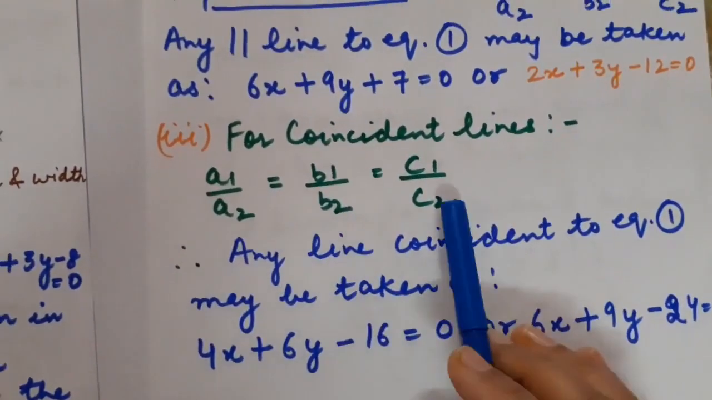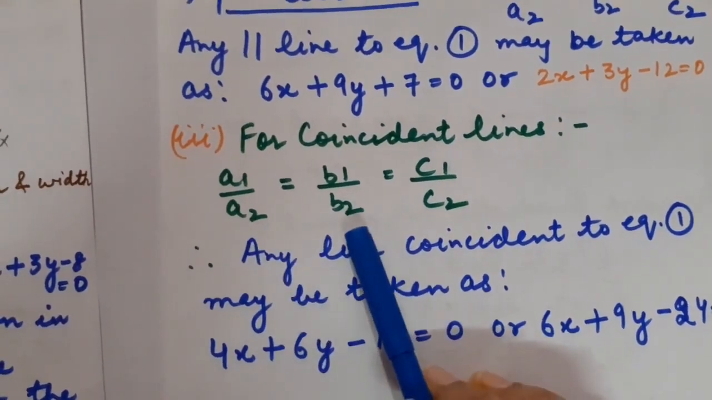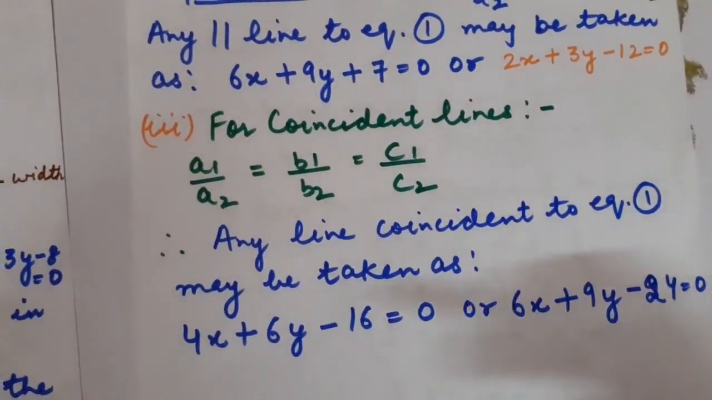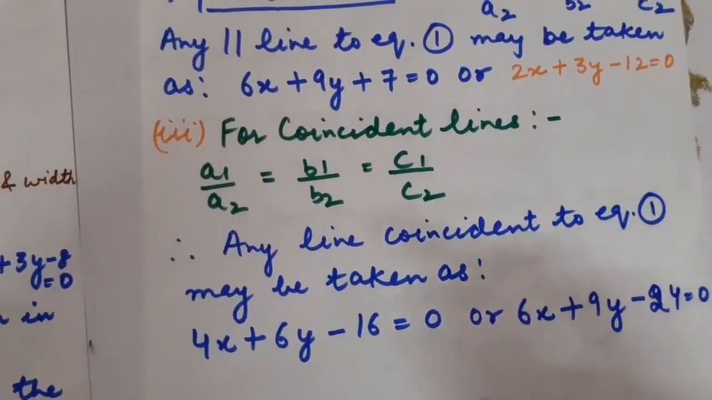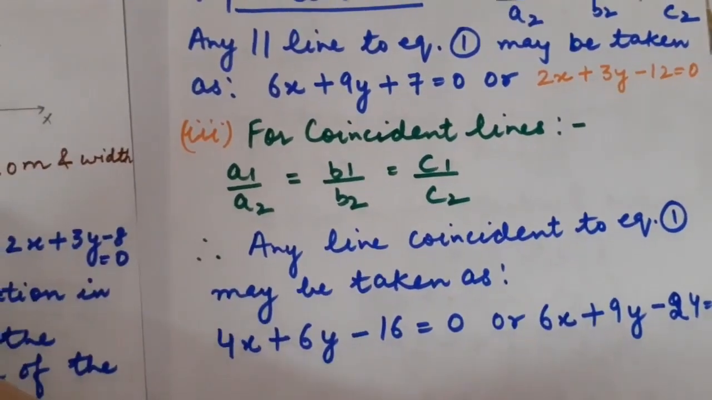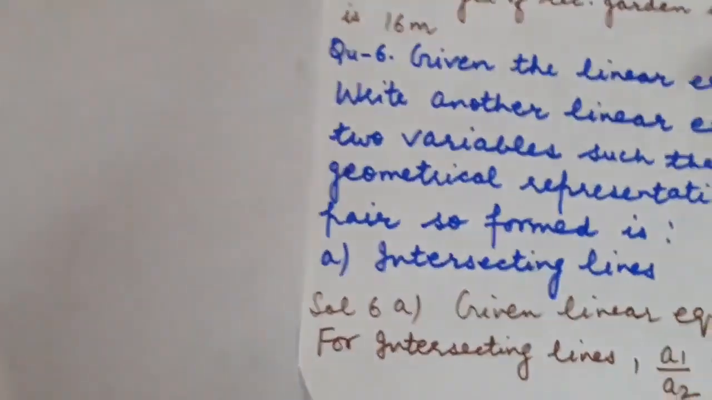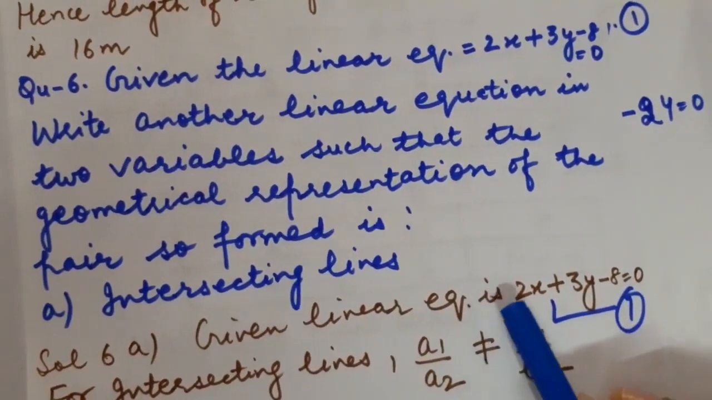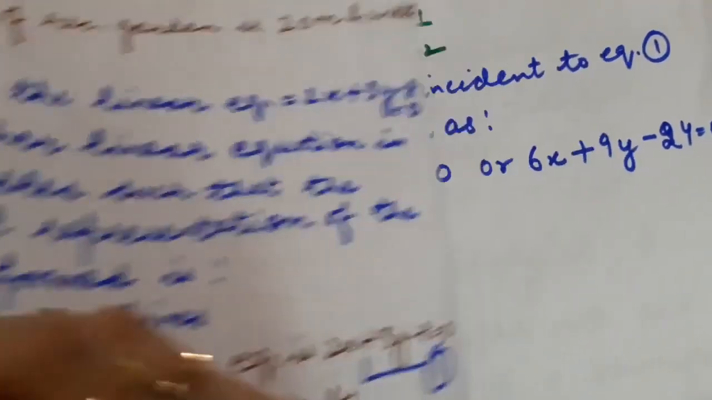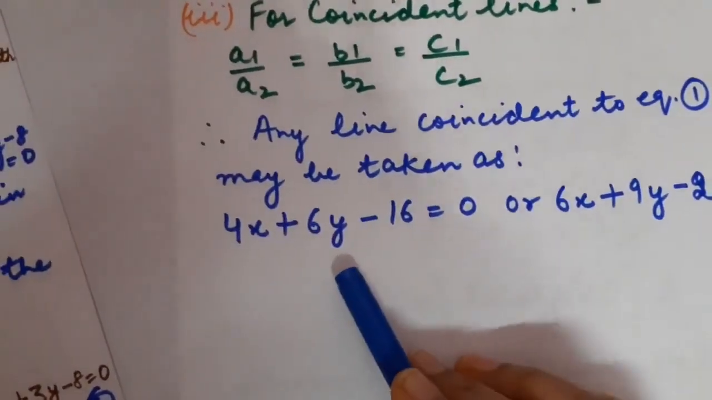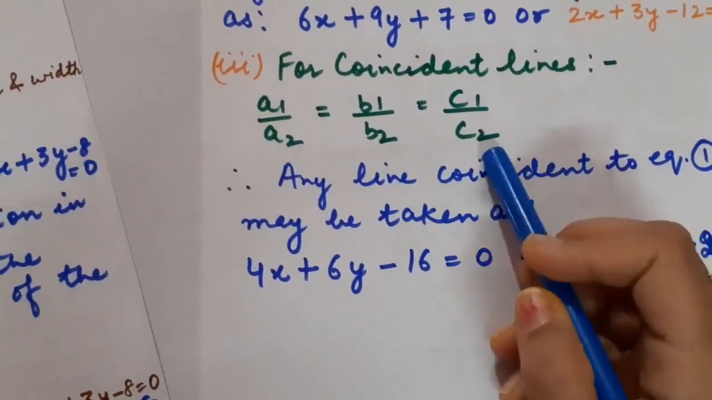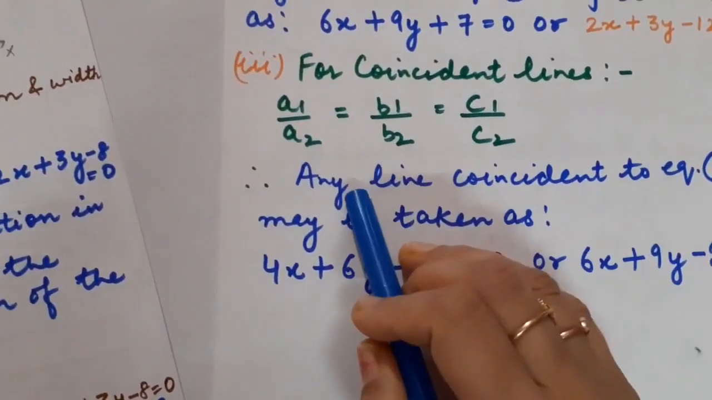Now the third is for coinciding lines. A1 upon A2 must be equal to B1 upon B2, which must be equal to C1 upon C2. So whatever equation you have, you can take a multiple of 2, a multiple of 3, using the same equation. The same I have done here, children. 2x plus 3y minus 8 was the equation. I have just multiplied the complete equation by 2. So what have I got? 4x plus 6y minus 16 is equal to 0. So A1 upon A2 must be equal to B1 upon B2 and C1 upon C2. They all three must be equal.